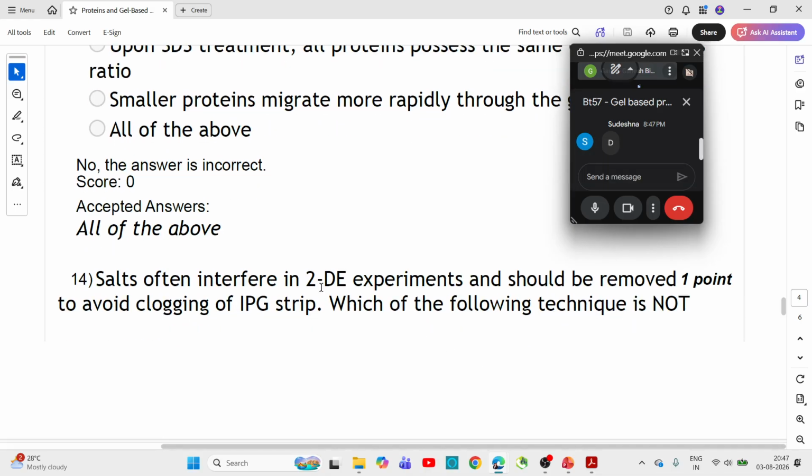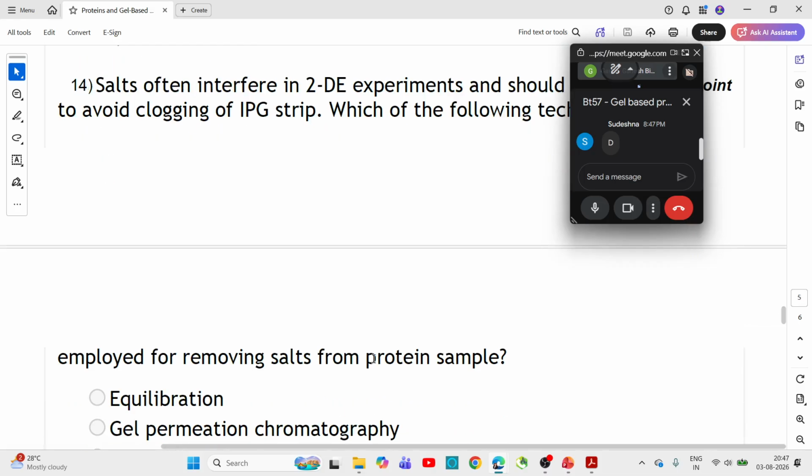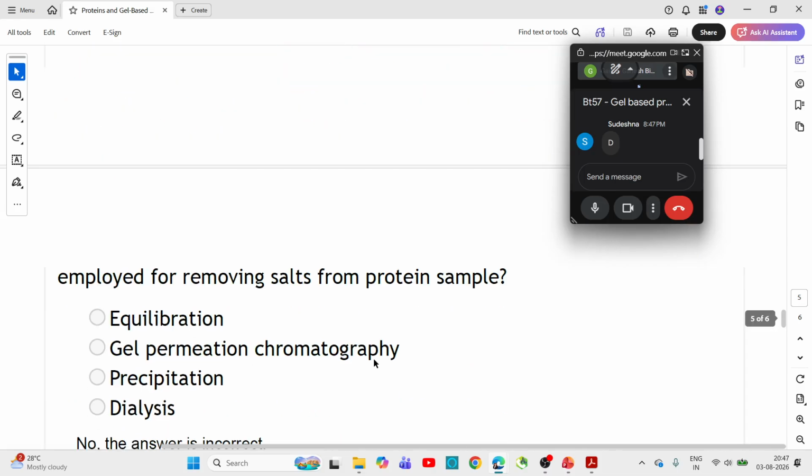Salts often interfere in two-dimensional electrophoresis experiment and should be removed to avoid clogging in IPG strip. Which of the following technique is not employed for removing salt? So you are dealing with salt suppression. Which of the technique is not used for salt suppression?